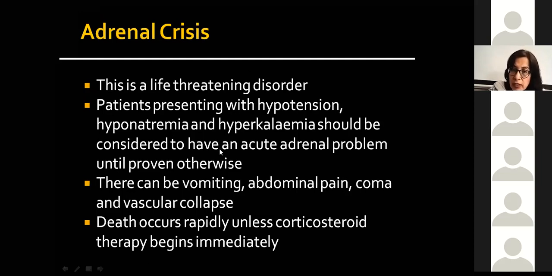So if there are all these things, you should take this patient as having an acute adrenal problem unless proven otherwise. Three things if you see: hypotension, hyponatremia, hyperkalemia. First thing you should think of is an adrenal crisis because this is life-threatening. If it is proved that it is not adrenocortical insufficiency or adrenal crisis, then you look for other things. There can be vomiting, abdominal pain, vascular collapse, and coma. Death occurs rapidly until corticosteroid therapy begins immediately. You have to immediately give the patient corticosteroid, otherwise the patient can die.